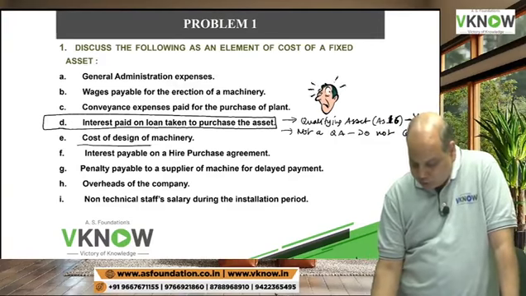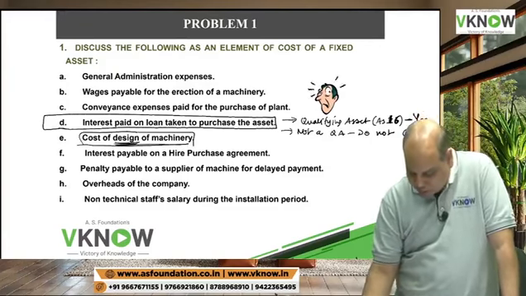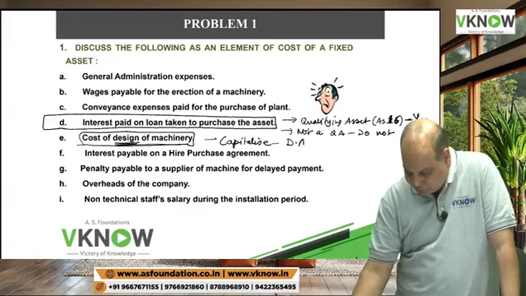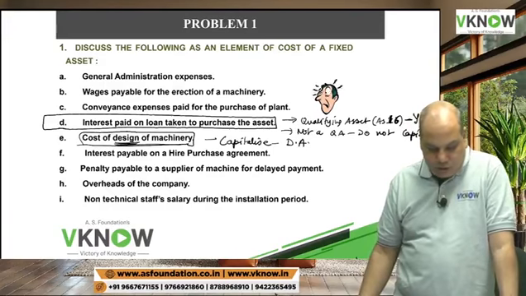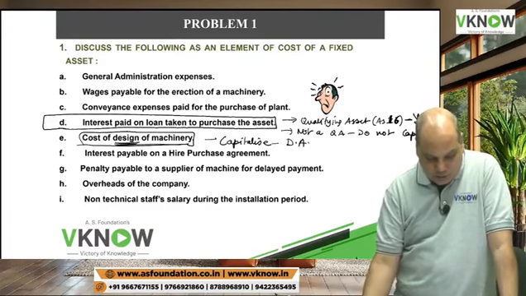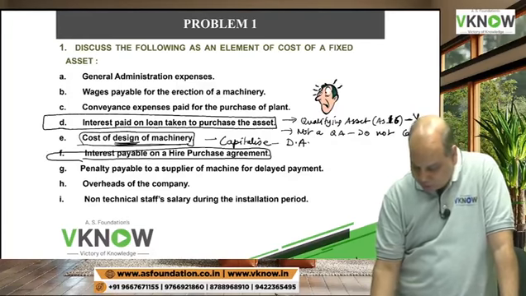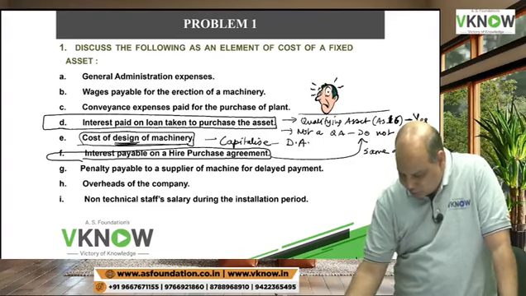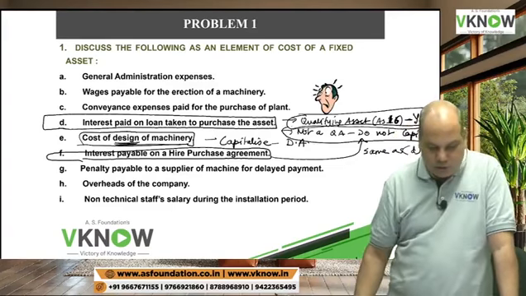Point number E, cost of design of a machinery. Tell me the answer for E. Capitalize, directly attributable. Capitalize, very good. Sanket, Ganesh, right? Interest payable on a hire purchase agreement. Same answer as D. If it is a qualifying asset, yes. Not a qualifying asset, then the answer is no.